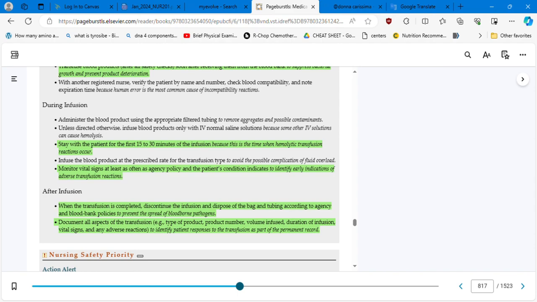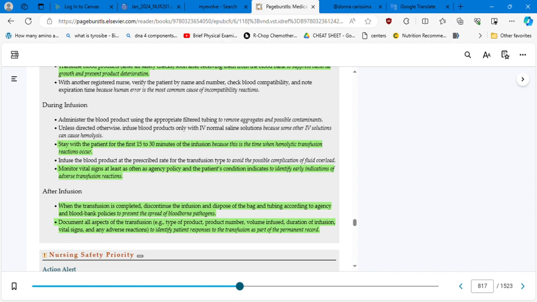Stay with the patient for the first 15 to 30 minutes of the infusion, because this is the time when hemolytic transfusion reaction occurs. What is hemolytic? It means that the hemoglobin is going to start destroying the cells. So it's hemolytic, so it has to be 15 to 30 minutes, although there are some patients that develop hemolytic transfusion reactions after 30 minutes.